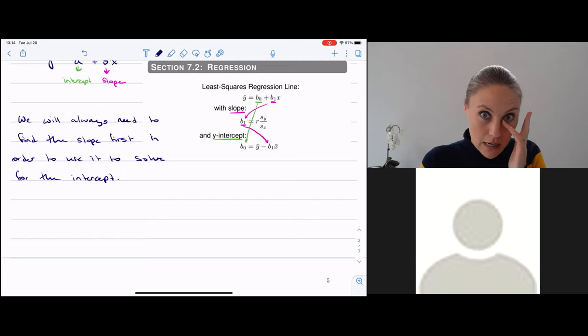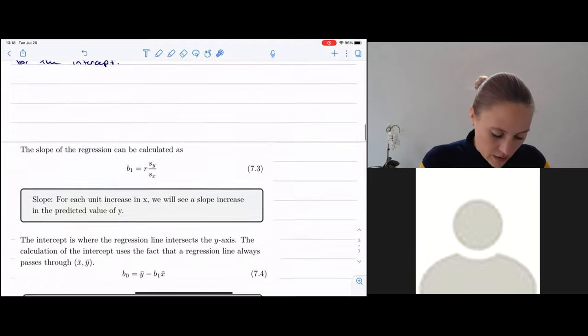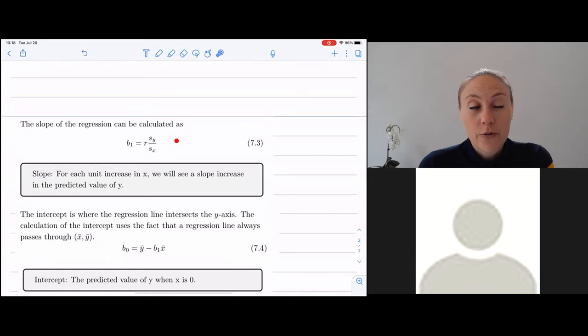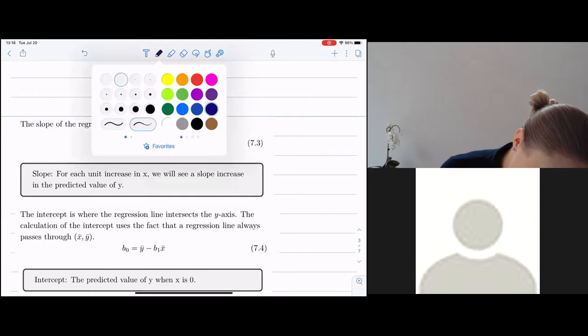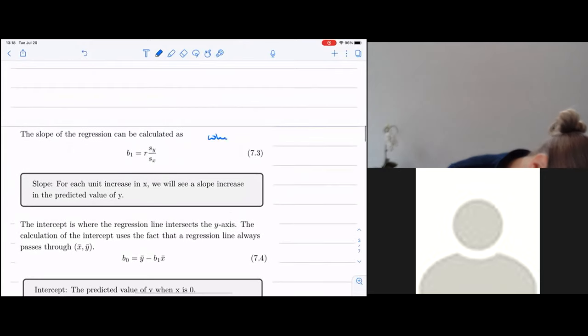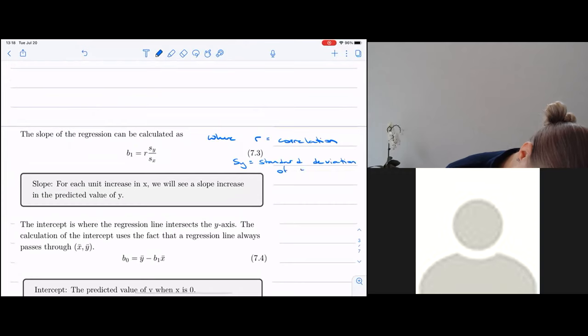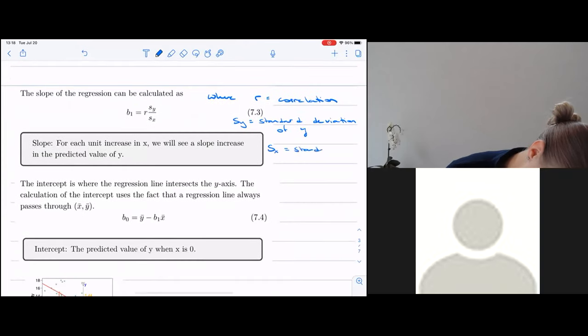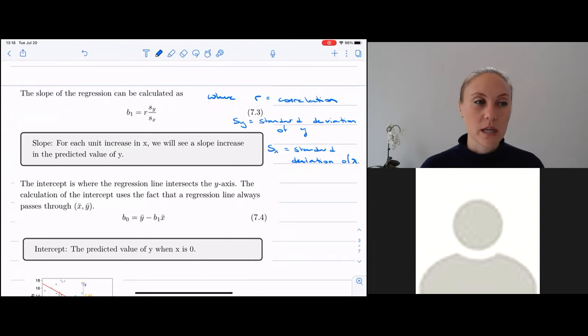Okay, so let me grab some more notes here. Okay, so the slope of the regression, there are other formulas, but this one I find is the easiest to handle. And with the r in here, with the correlation in here, you might have to solve for the correlation, right? It might not be given to you, but we have those tools already. And so here, where r is the correlation, Sy is the standard deviation of y, and of course Sx is the standard deviation of x. And those are both sample standard deviations, right? Because they're a lowercase s.